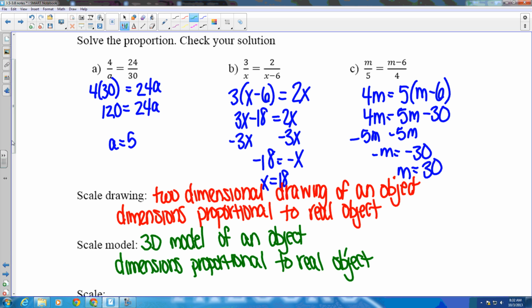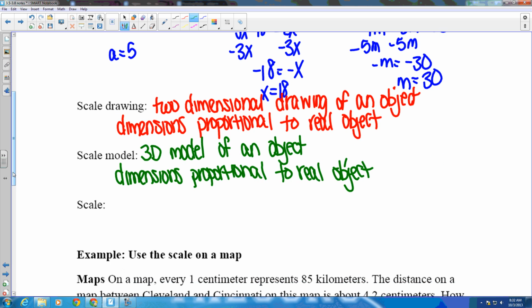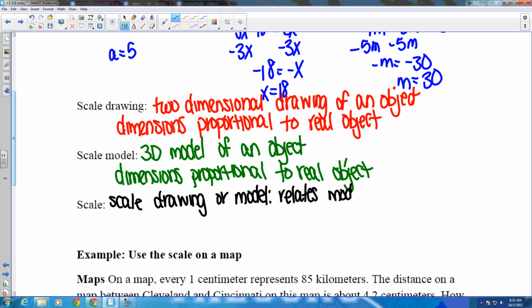The scale is where the math comes in. A scale could be either for a scale drawing or model. It relates the model's dimensions and the actual dimensions. So this is the proportion, this is the actual math.